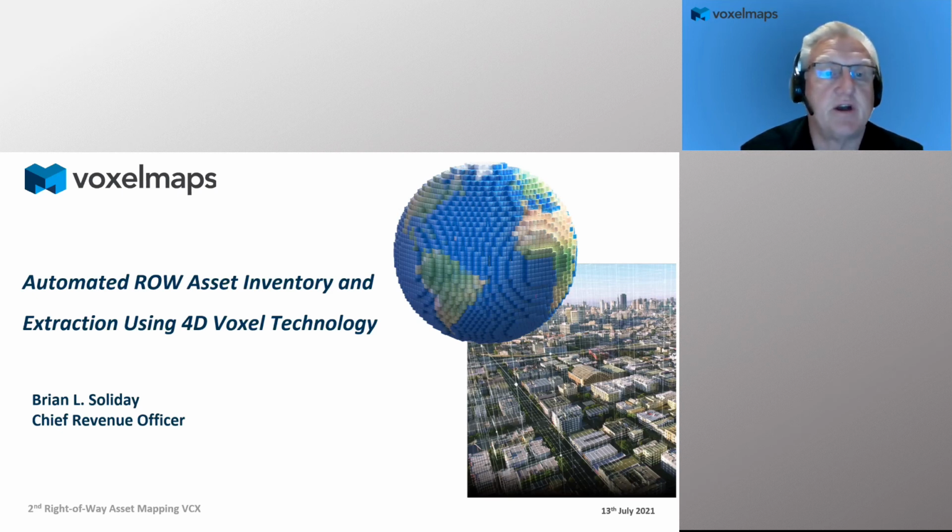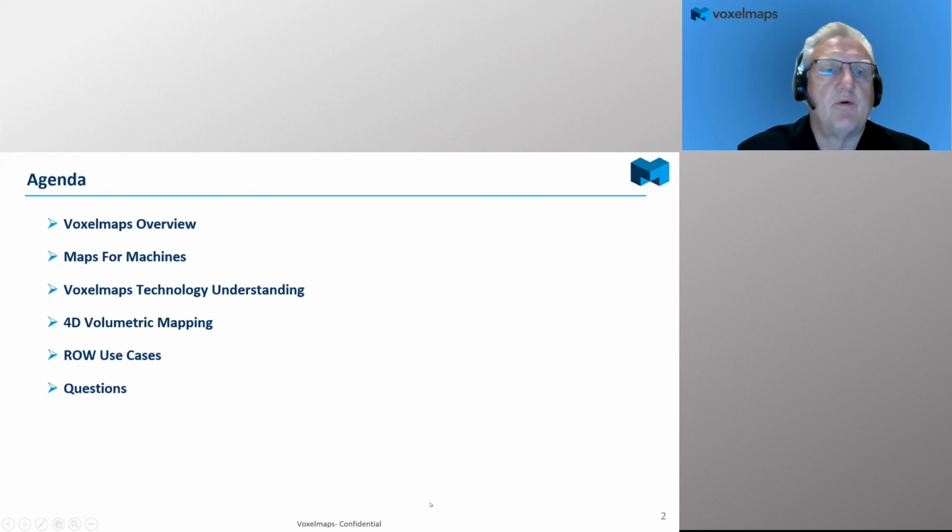And what I'm going to do today is talk a little bit about right-of-way asset inventory and extraction using 4D voxel technology, something that many of you may not have an understanding of. So what I'd like to do is give you a brief overview of Voxelmaps itself, talk a bit about this concept of maps for machines, then go a bit deeper into the technology understanding of how we collect and manage content, and then speak about 4D volumetric mapping, not just 3D, but 4D, and then address a number of right-of-way use cases, and then at the end, we'll open it up for questions.